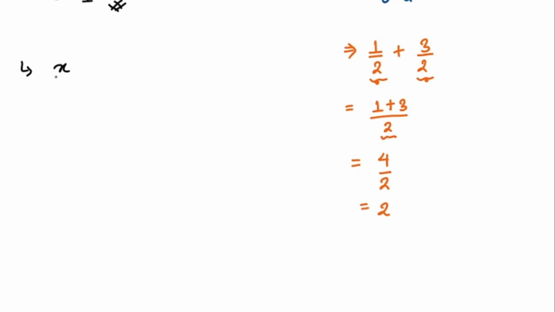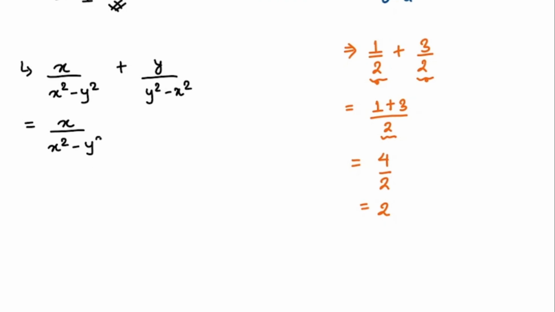Let's say we have x divided by x square minus y square plus y divided by y square minus x square. So here again, what we are going to do is copy this x divided by x square minus y square, and I'm going to change that plus into minus so that I can flip this denominator into x square minus y square, and then we have our common denominators.